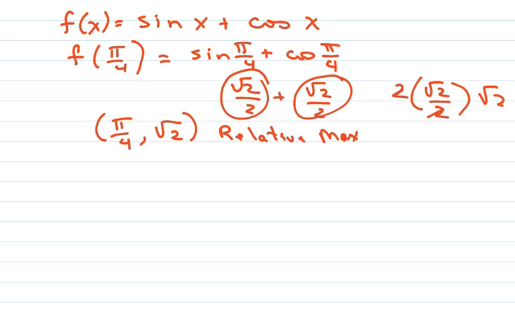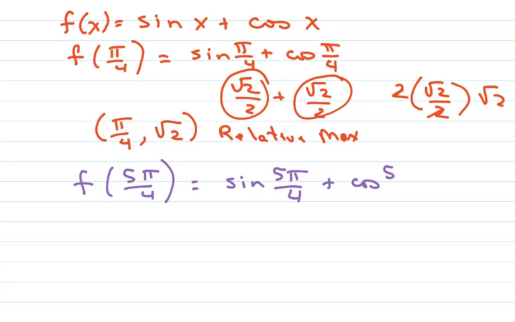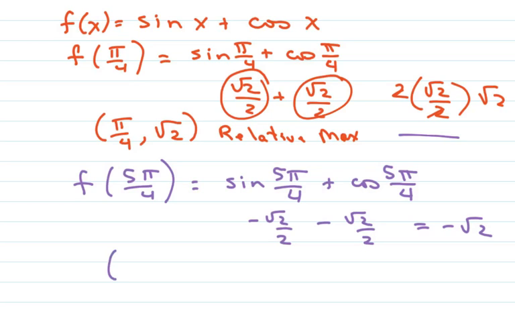Now, we already know the other one's a minimum, so we're going to have f of 5 pi over 4. That's sine of 5 pi over 4 plus cosine of 5 pi over 4. Both of these are in quadrant 3, so it's going to be negative square root of 2 over 2 minus square root of 2 over 2. It's the same thing here, but with the negative, so it's going to be negative square root of 2. So at 5 pi over 4, comma, negative square root of 2, we have a relative minimum.